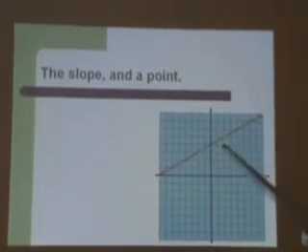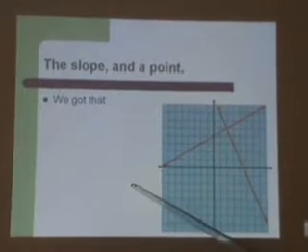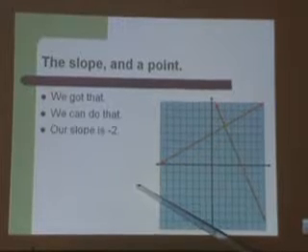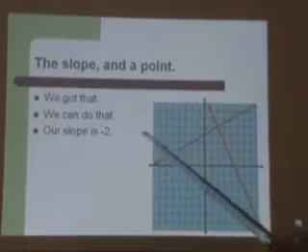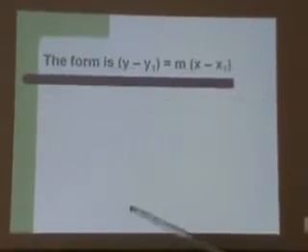The slope and a point is what we need to know. We plug them into the new form, and we'll be done. We're almost done. Our slope is -2. Our point is (2, 5).